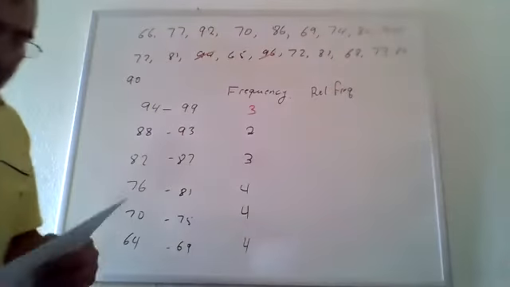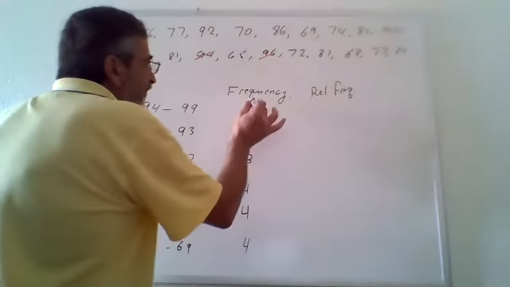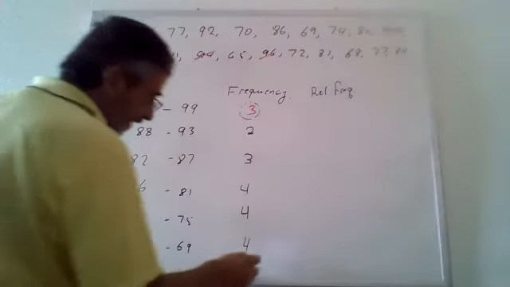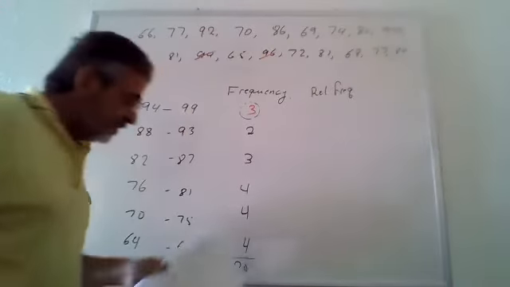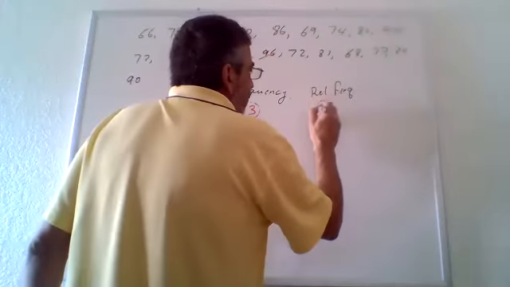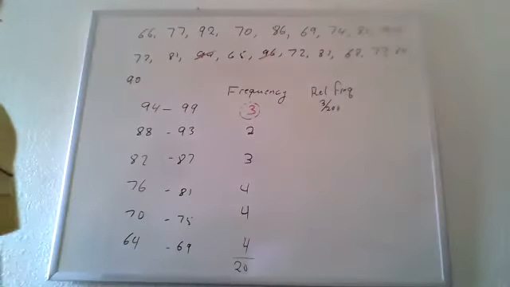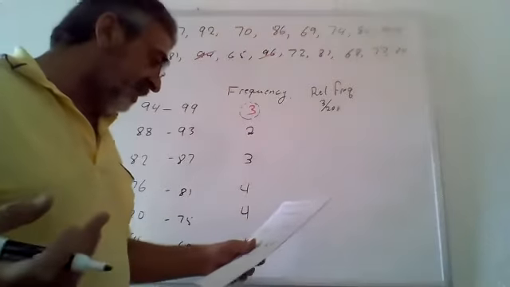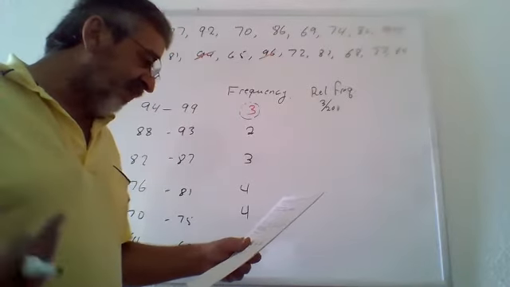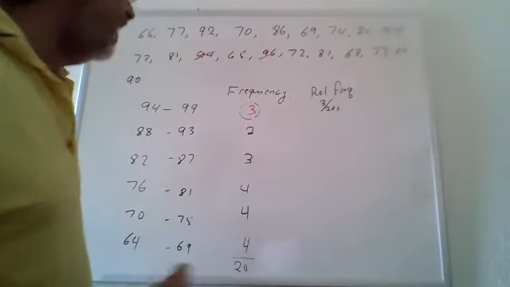So to figure out the relative frequency, you take the frequency and divide it by the total number. In this case, we have a total number of 20, so the relative frequency would be 3 divided by 20. Or you can write it in decimal, but this particular problem just asked to write the frequency below. So 3 out of 20 is going to be about 15%.